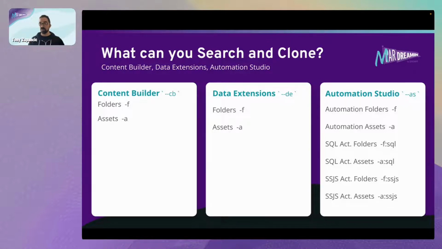Automation Studio is a little bit more granular, where you're able to search by automation folders and assets, SQL query activities, folders and assets, and then script activities, folders and assets. With automations, when Builder brings down an automation from Marketing Cloud, it's also going to identify the steps and the activities within that Salesforce Marketing Cloud automation, and bring those files down with it.